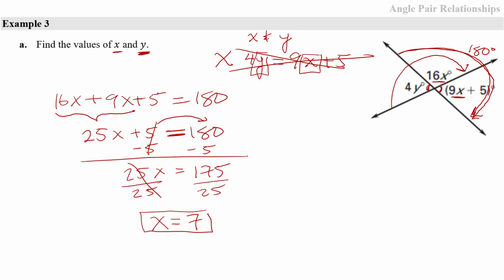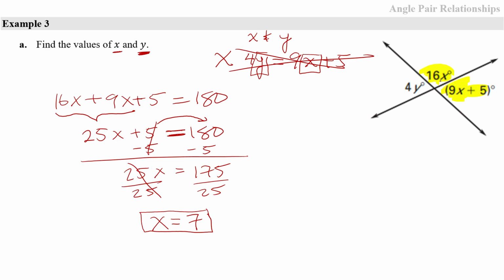Now that I have x, what I have to do is find y. So how do I find y? Well, now that I found x is 7, I can do two things. I can either plug in 7 here and multiply by 16 to get the measure of this top angle, or I can plug in 7 here, multiply times 9, add 5 to get the angle here on the right.